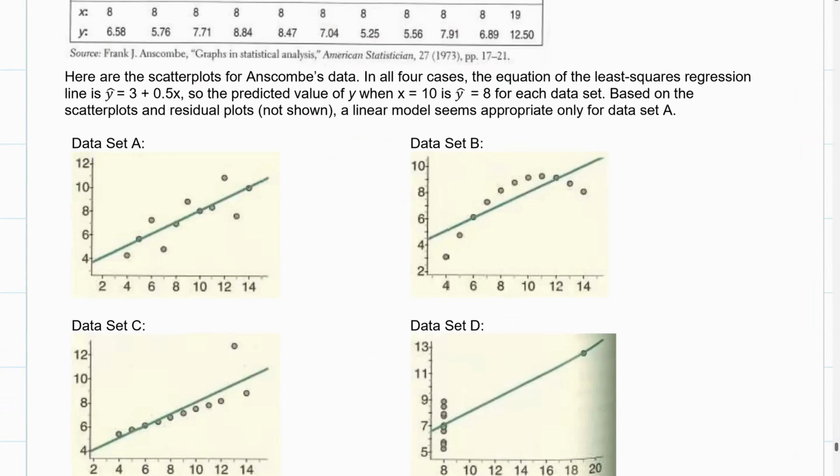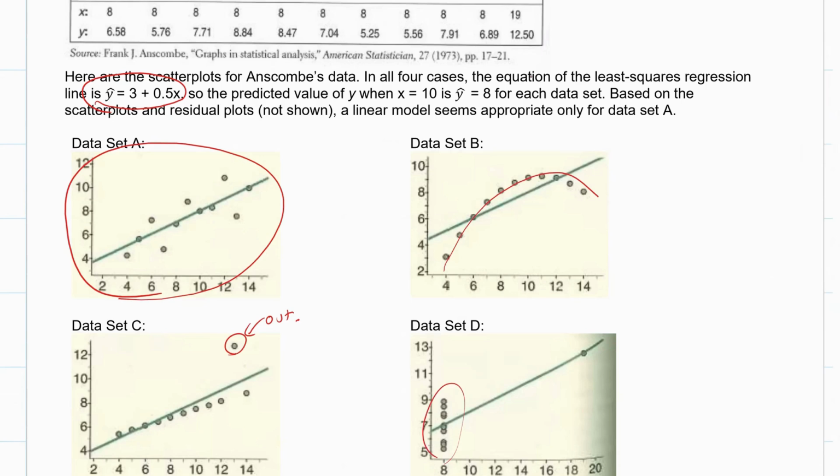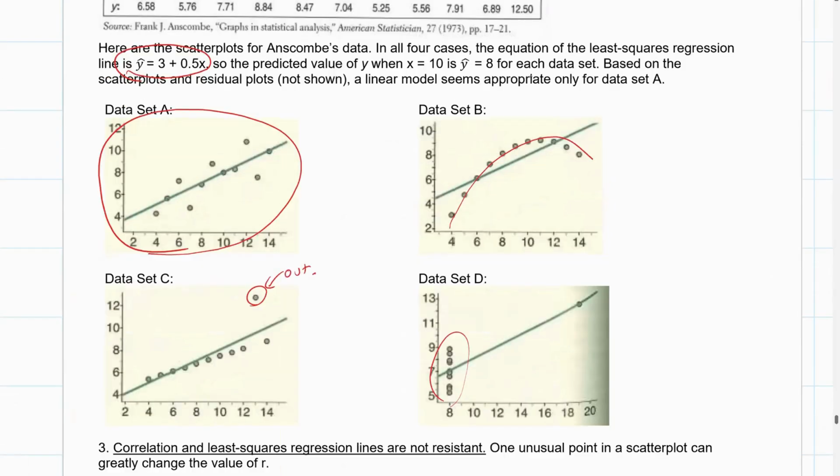They all produce the same least squares regression line, but it looks like only one of them, data set A, is anywhere appropriate to use as a linear model. Because this guy's an outlier, it's probably not appropriate to use a linear model unless you remove that data point. This is a clear curve pattern, and this doesn't look much like a linear relationship at all.